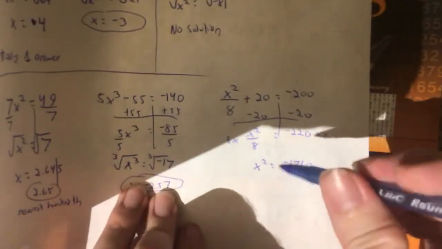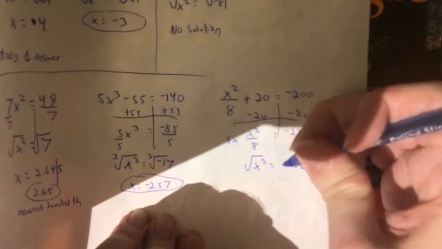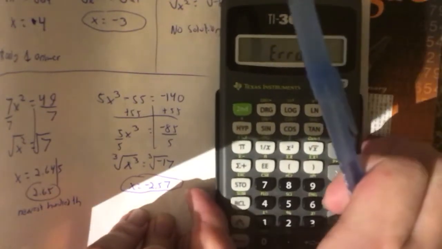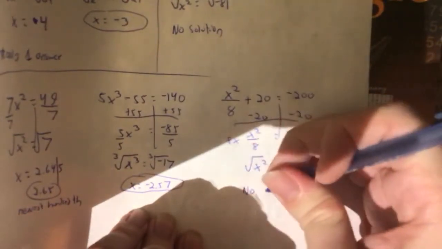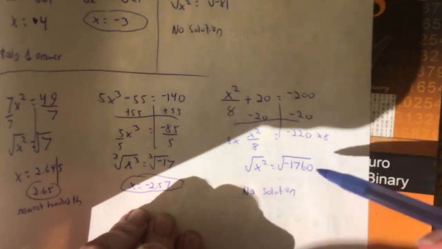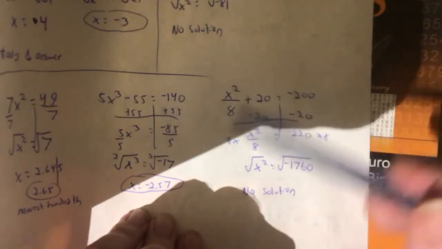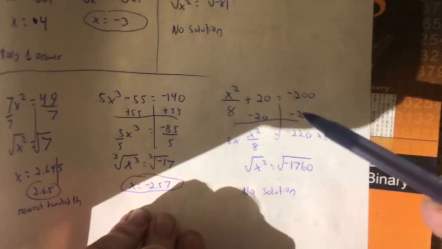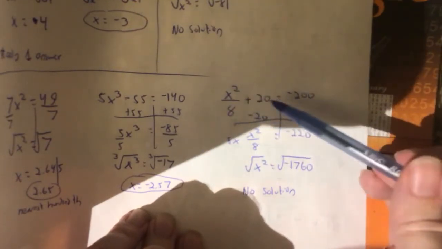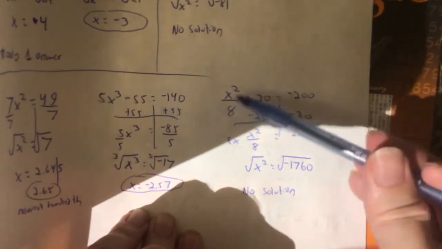Now I need to solve for x. So it's saying, what number times itself is negative 1760? To solve this, I take the square root of each side. If I do that on my calculator, the square root of negative 1760 gives me an error. That means no solution. There's no number I can multiply by itself to get negative 1760. So this equation would have no answer. It's not possible for any number to solve this. Because just think, if I square a number here, this is going to be positive, and then when I add 20, it's going to be a bigger positive. There's no way to get a negative number ever when I do this.